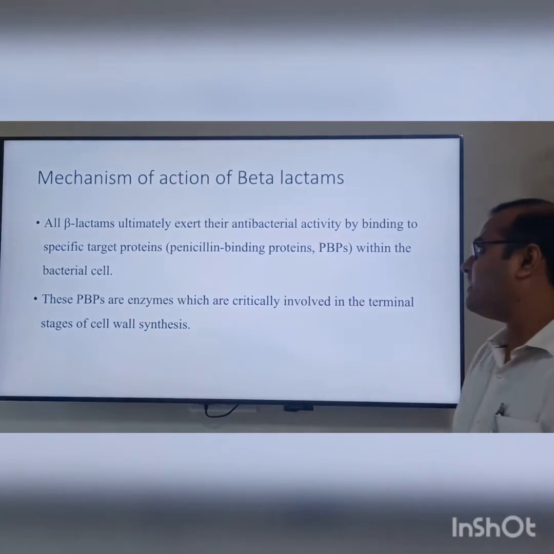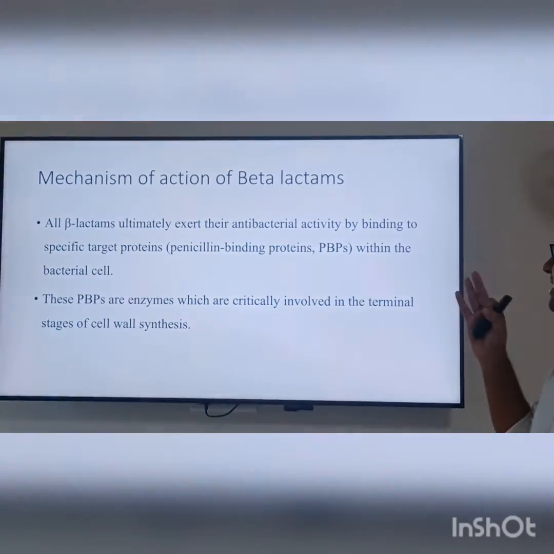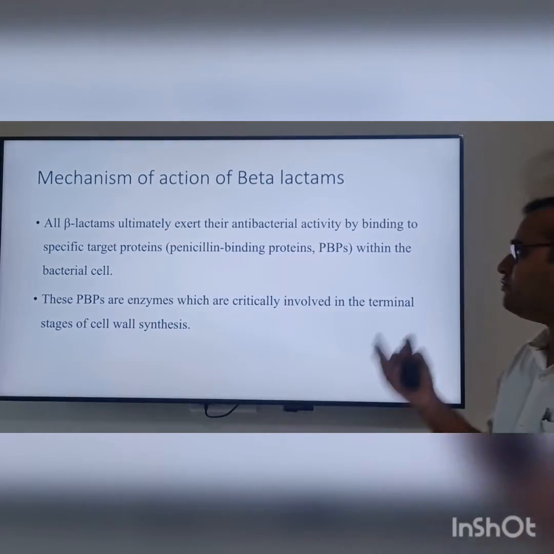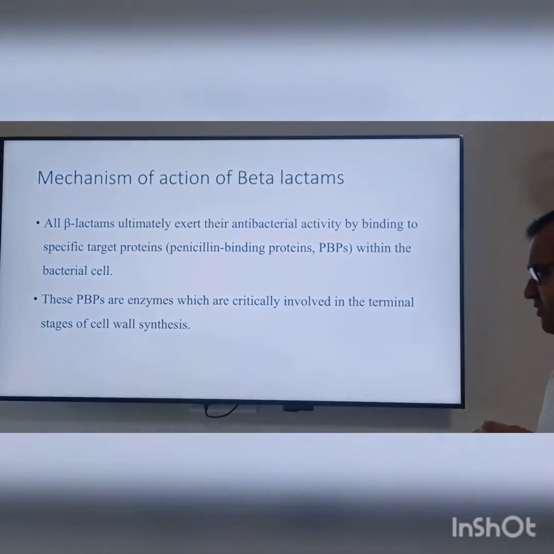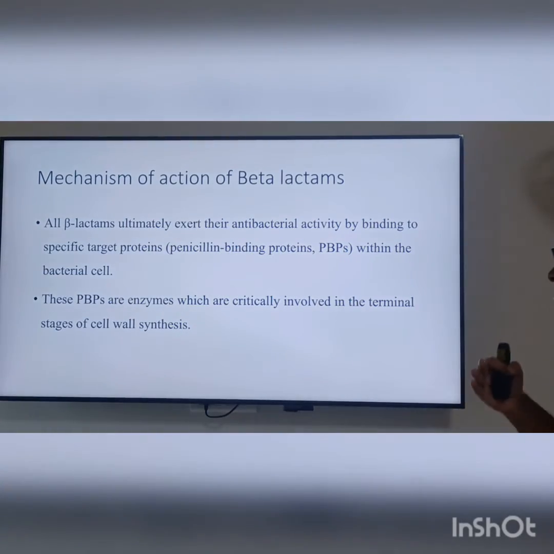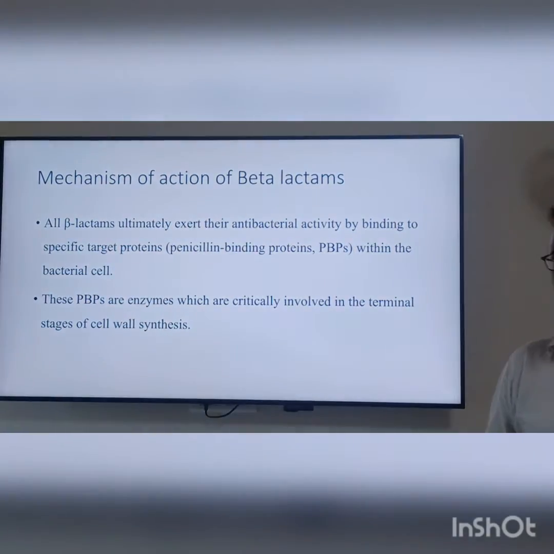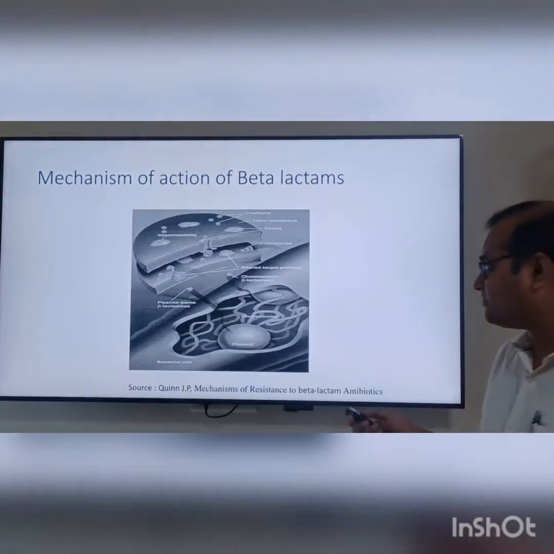The mechanism of action of beta-lactams as a whole is antibacterial activity by binding to specific target proteins, that is penicillin binding proteins. These penicillin binding proteins are enzymes which are critically involved in the terminal stage of cell wall synthesis. So basically it disrupts bacterial cell wall synthesis.